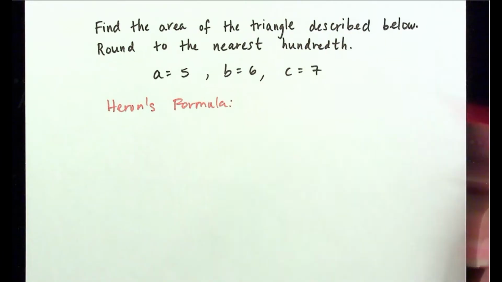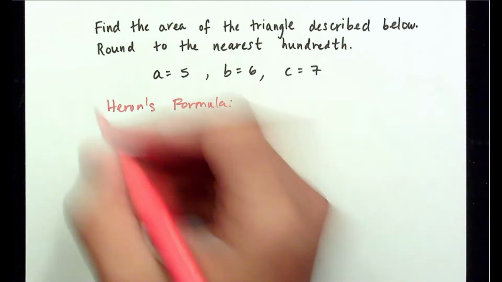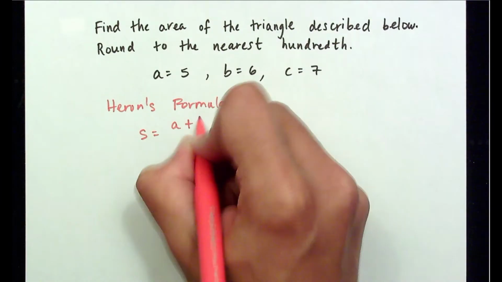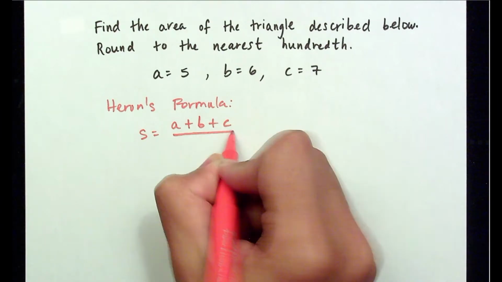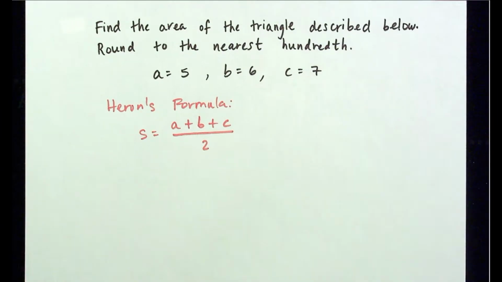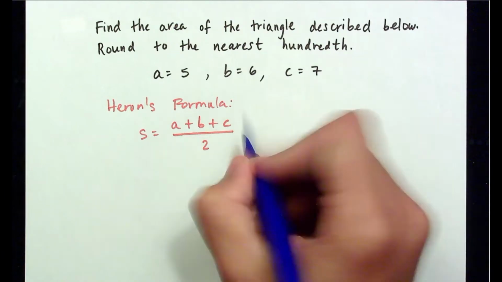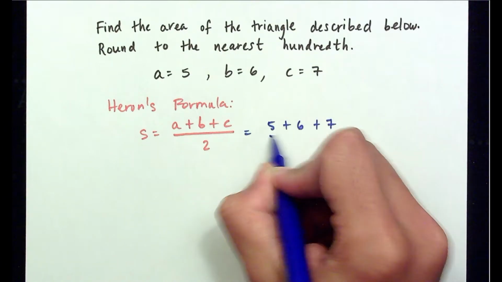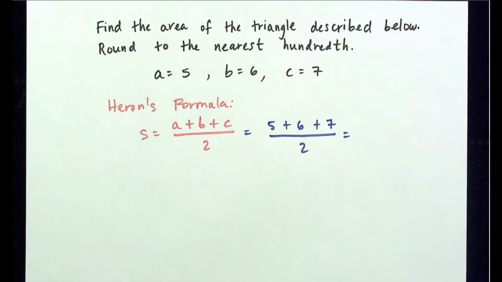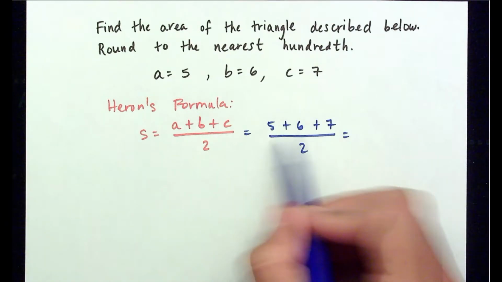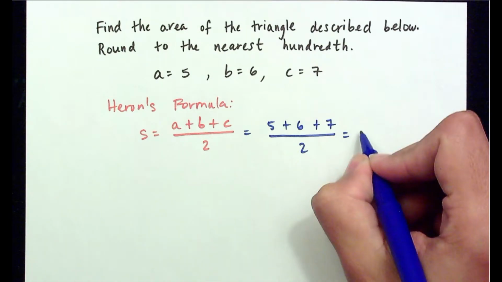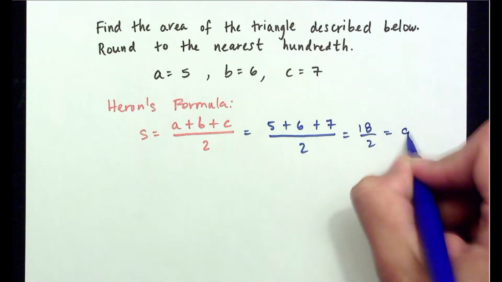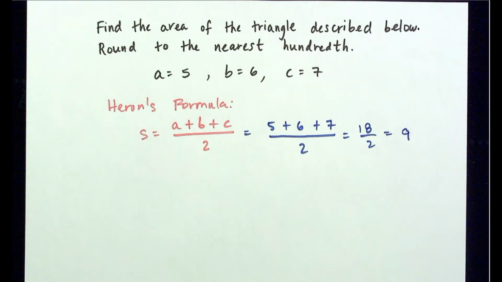The first thing you need to do to use Heron's formula is to find the semi-perimeter. The semi-perimeter is half of the perimeter. So you'd add all three sides and divide by 2. In our problem, this means 5 plus 6 plus 7 divided by 2. 5 plus 6 plus 7, that would be 18 divided by 2, which is 9. So the semi-perimeter is 9.